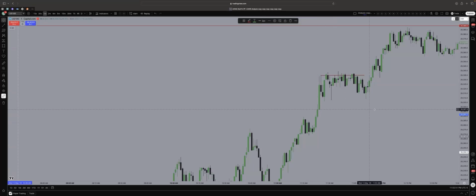But are sellers stepping in is the question. No, they're not stepping in. Instead, sellers get squeezed and buyers hop on the train. This is not a buy that I would take, and this is not a short that I would take.